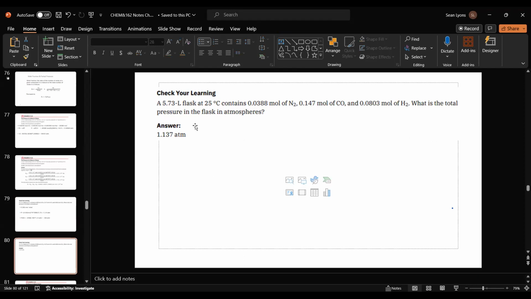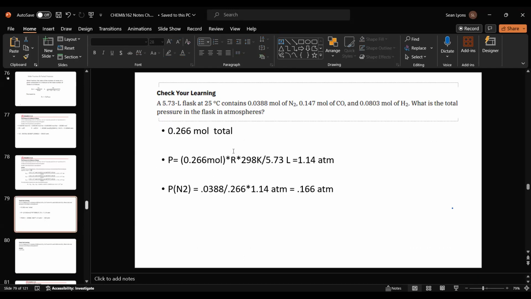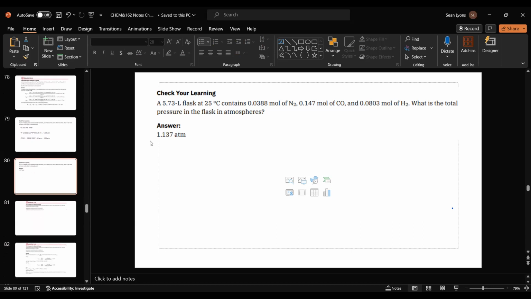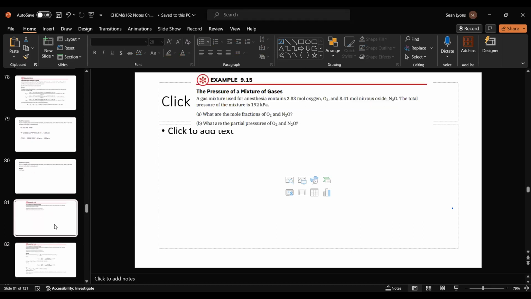And then with their answer, I actually disagree with this slightly. They've got too many sig figs. Because when we're adding up the moles here, 0.388, 0.0388, 0.147, 0.0803, this only has 3 digits after the decimal. So when we add those, we can't keep the 8 at the end or the 3 at the end here. So we would have 3 sig figs in our moles. We should have 3 sig figs in the atmospheres as well. So the textbook, I would say, is incorrect in terms of the sig figs.